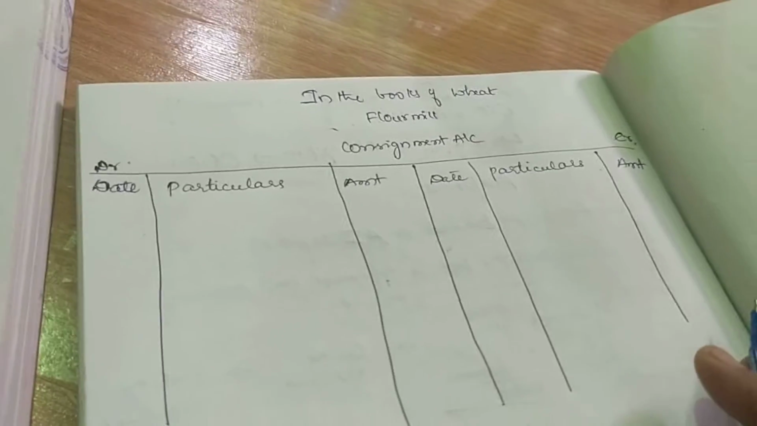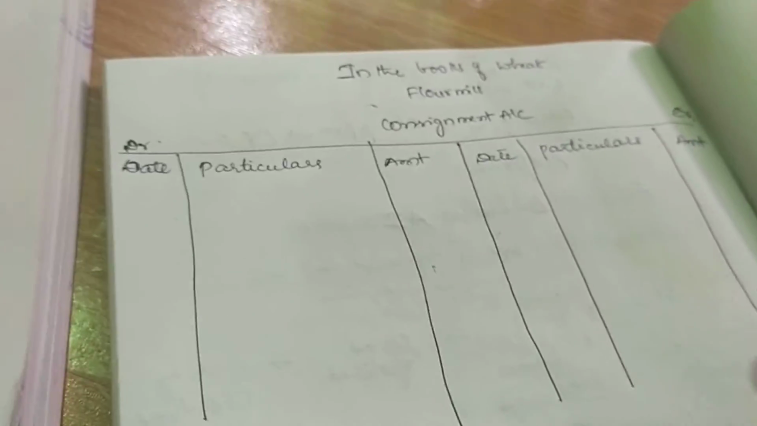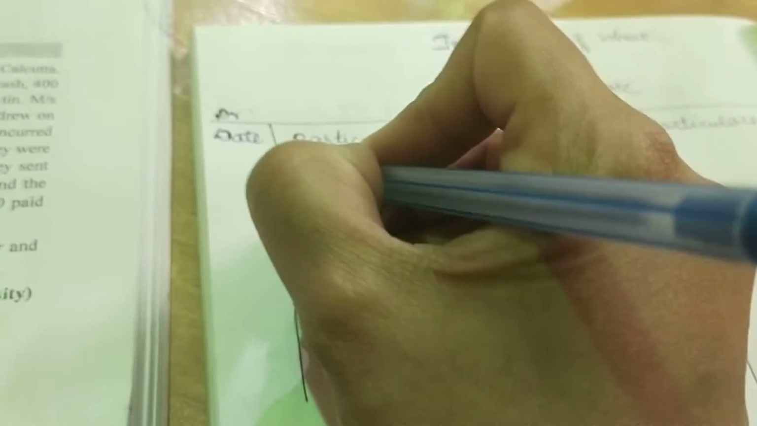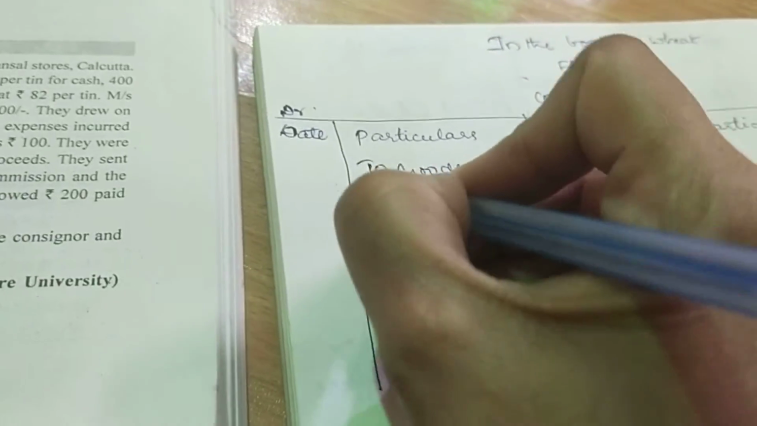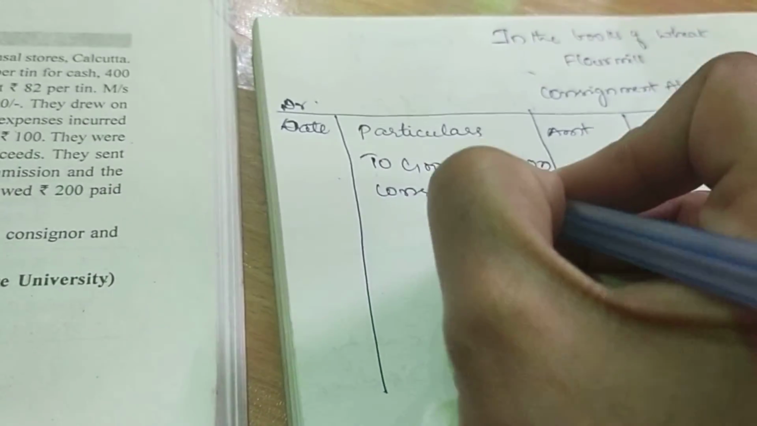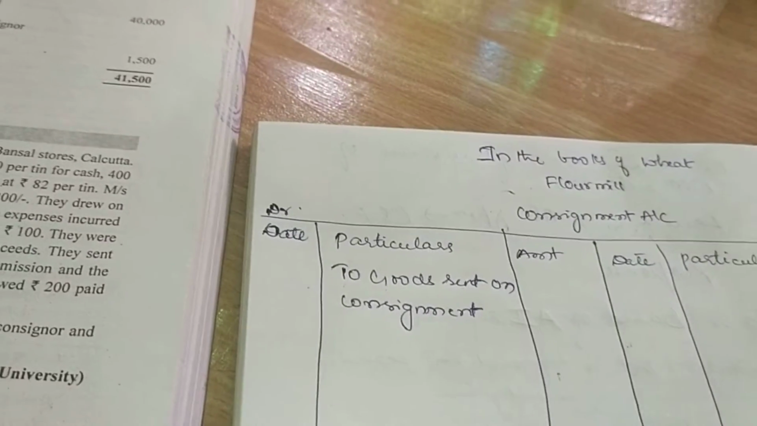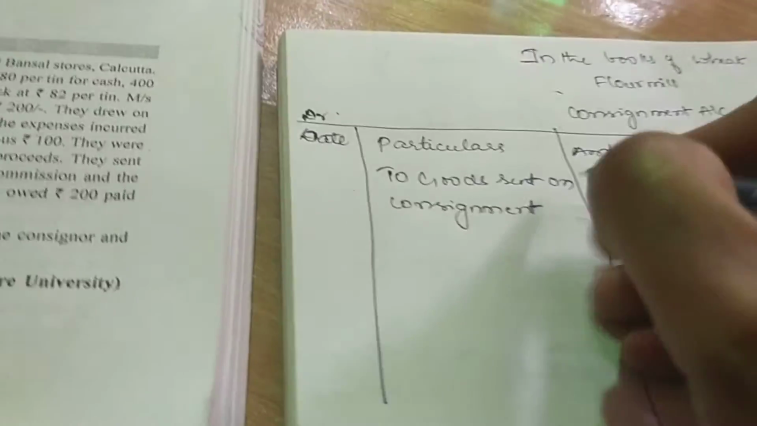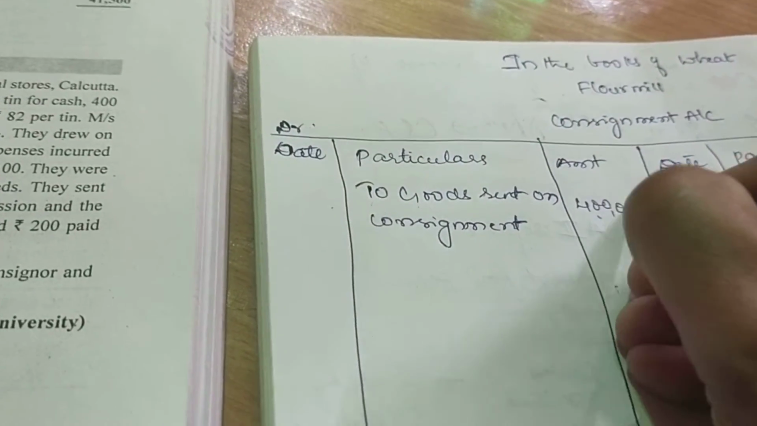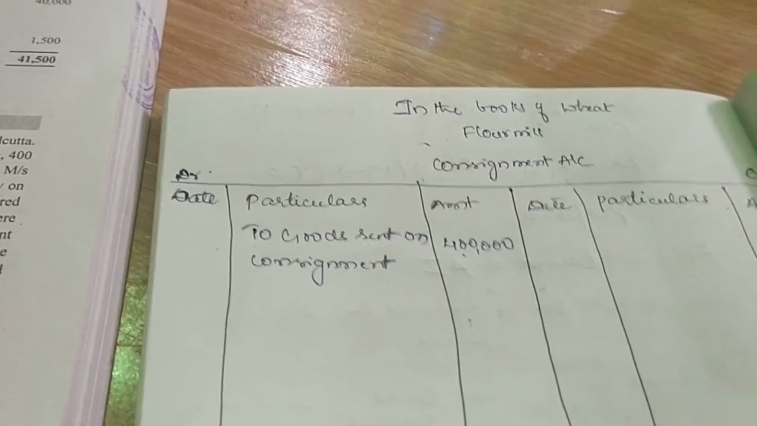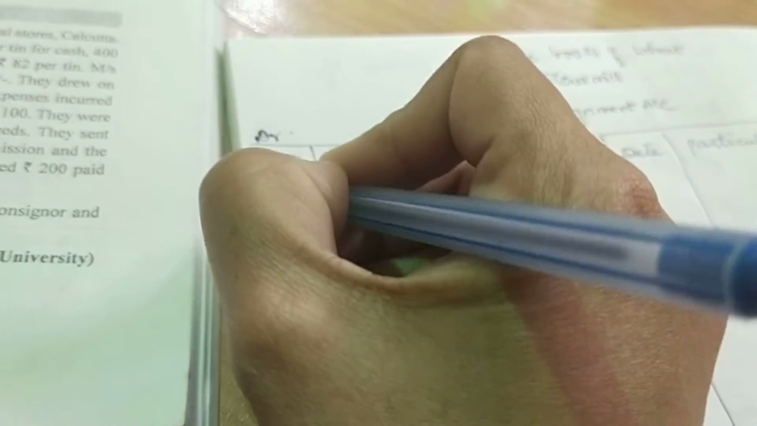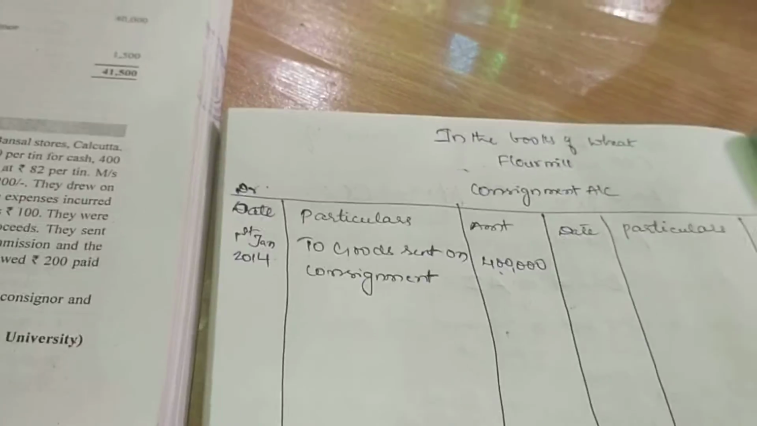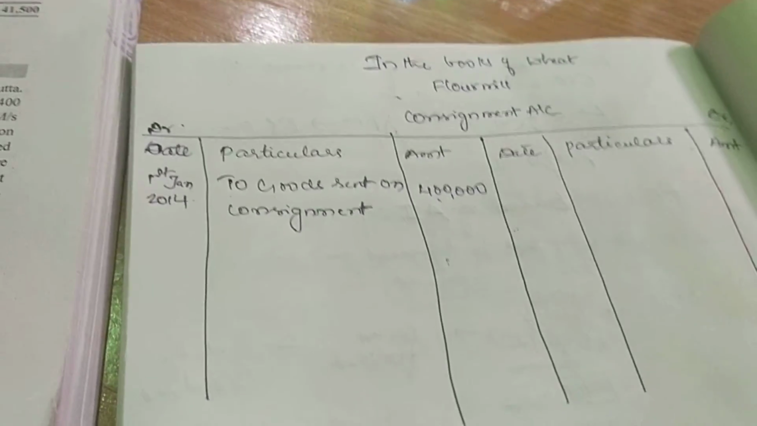So, the next entry is for the goods sent on consignment. On the debit side we write to goods sent on consignment. They have told in the question the amount of goods sent on consignment is rupees 4 lakhs. So you write the amount as 4 lakhs, on 1st of January 2014.